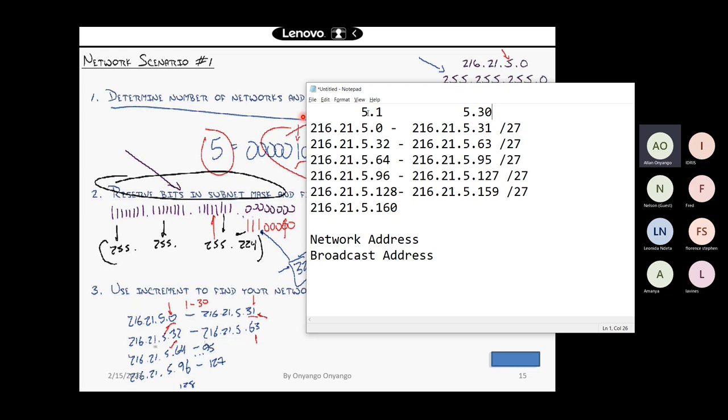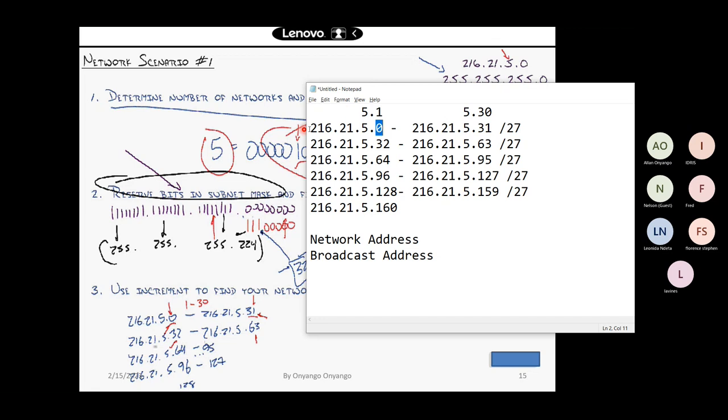So out of the total 32, which includes the .31 and .0 here, we must subtract two of them to give us the total number of usable addresses, which is 30, from 5.1 to 5.30. So 5.1 is the first usable. 5.2 is the second usable. 5.3 is the third usable, all the way to 5.30, which is the 30th usable and also the last usable address. Please note those terms: first usable, second usable, second last usable, which is .29. So that is the first range.